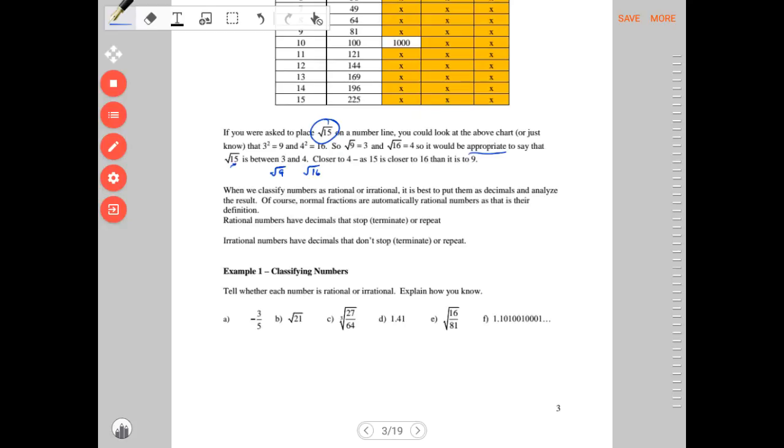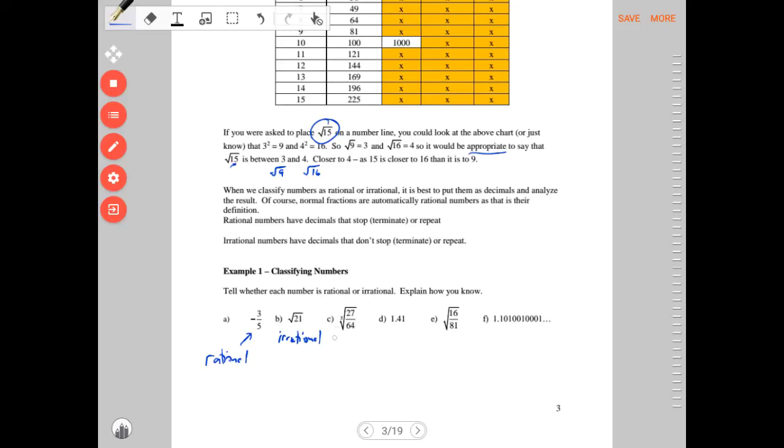Explain how you know. Okay, so negative 3/5, that is a fraction. By definition, that is a rational number. Okay, square root of 21. Well, let's see. Square root of 16 is 4, and square root of 25 is 5. So this is in between 4 and 5, but it doesn't work out perfect. So this guy is one of those non-perfect square roots. So by definition, that's irrational.